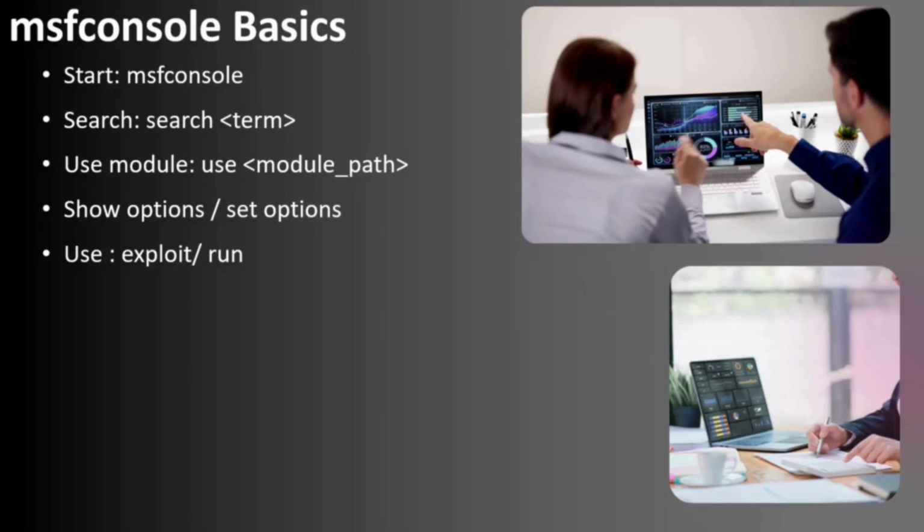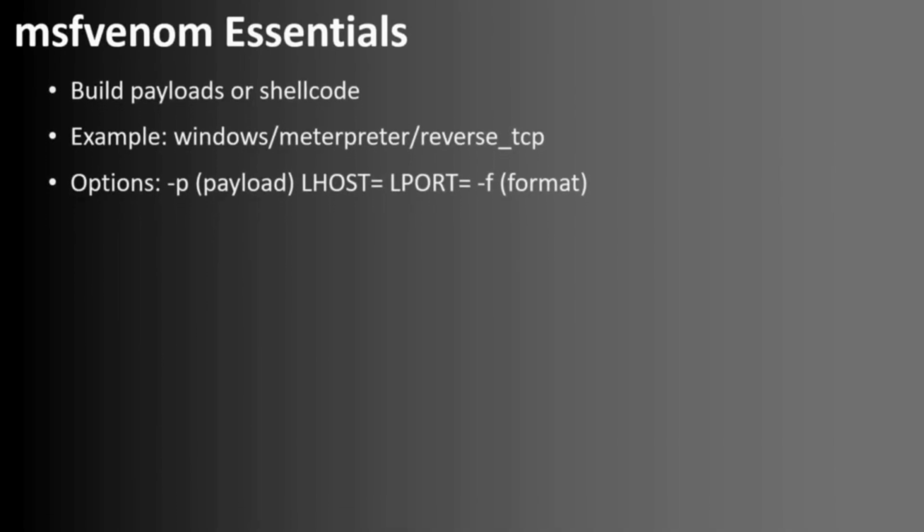Once we know the console basics, the next important tool is msfvenom. So msfvenom is used to create a payload. For example, we can create a Windows reverse shell executable by setting the payload, our IP address, the port, and the output format. It's straightforward and very useful.